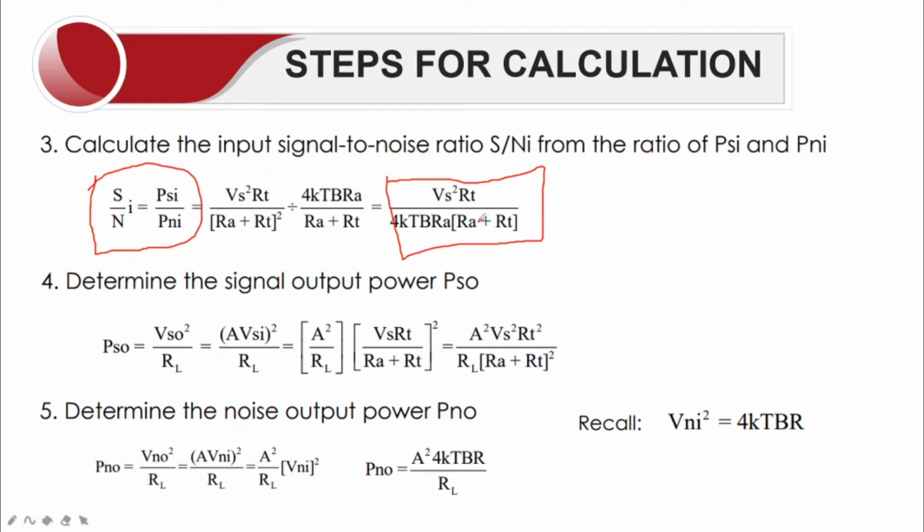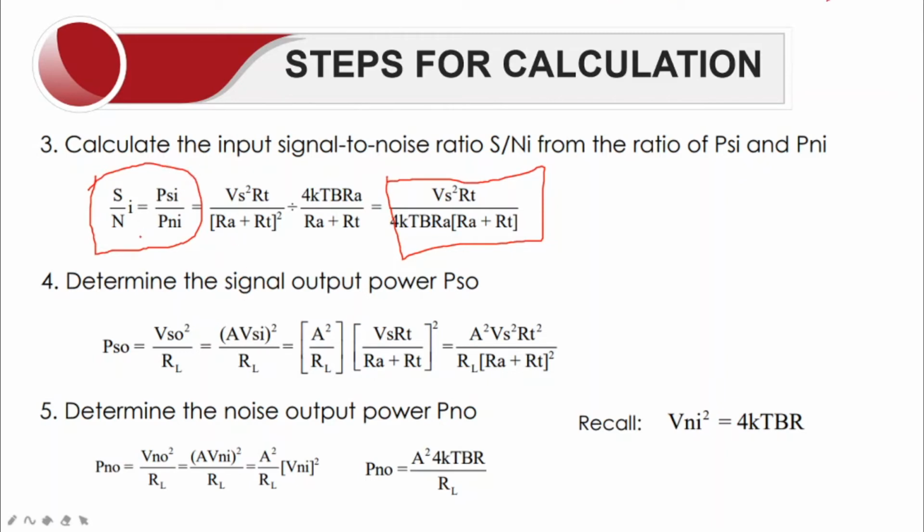Kasi dito, ang gagamitin mo ay yung mga given naman na doon sa problem. You have your VS, you have your RT, you have your K, which is constant, the T, which is 290 at ambient temperature. You have your B. So, you can solve this one. Pero kung na-solve mo na yung PSI and PNI mo, kahit ito na lang yung gamitin mo.